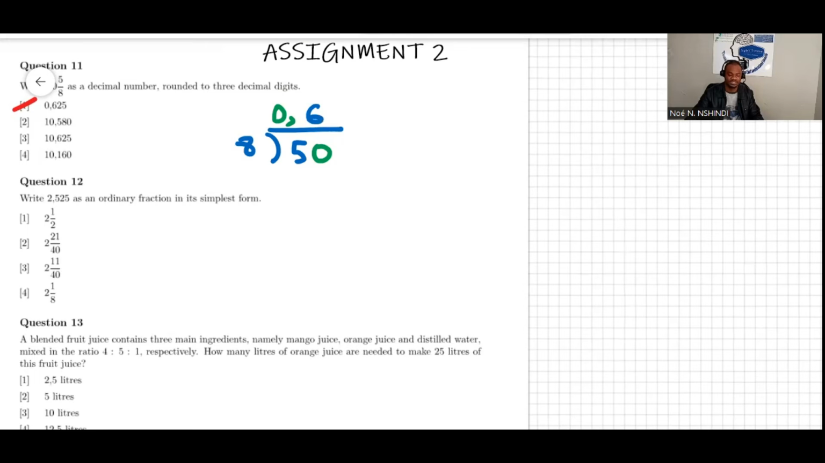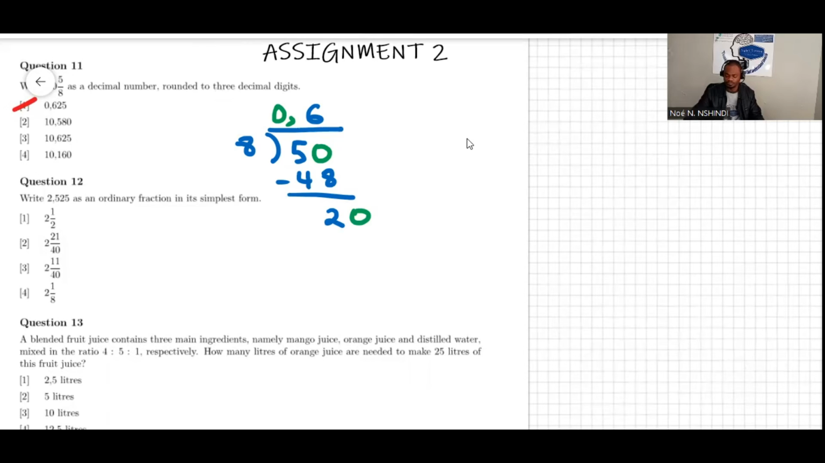Then I do 6 times 8. This is equal to 48. Okay, 48. Now 50 minus 48 is equal to 2. Now what I can do then, because this is the first decimal place, the question says to 3 decimal places. Okay, so I'm going to add another 0 here, and I won't put another 0 there, and no comma there, because we're already on the decimal part of the number.